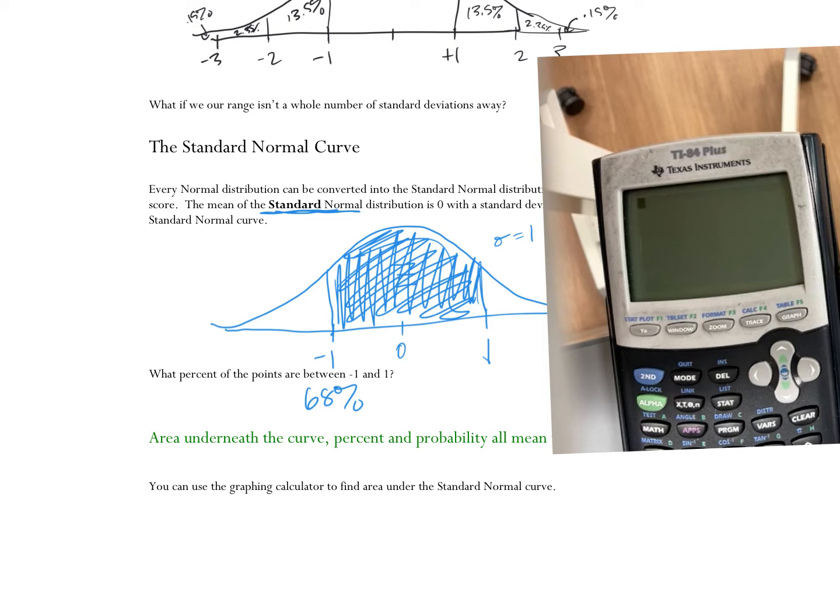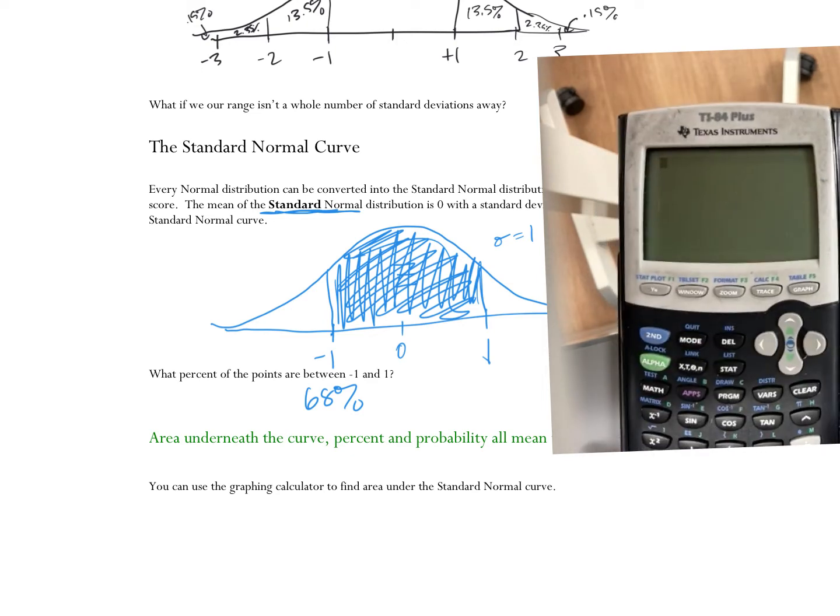Program? Maybe. Anybody see anything else that might work better? Second vars. Do you guys see how it says DISTR above the vars button? Okay? So go ahead and hit second vars. And when you do that, you see all these options.